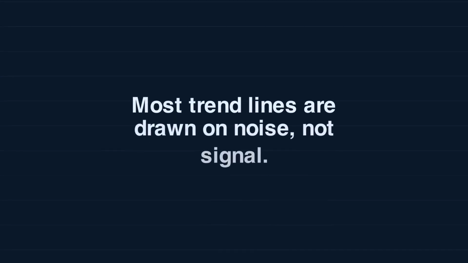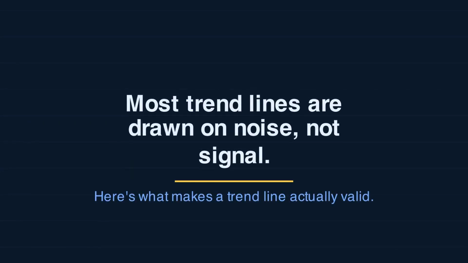Most trend lines you see on a chart, yours and other traders', are drawn on noise. They connect two random pivots, look reasonable, and break almost immediately when price reaches them. The trend line that actually holds, the one institutions defend and that swing traders can trade off, has very specific requirements that most retail traders never apply. Today: the rules for a valid trend line, the trap of drawing them on noise, and how to use horizontal level confluence to confirm the lines that matter.